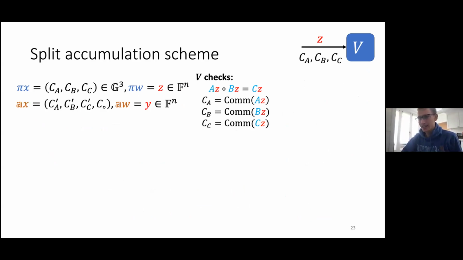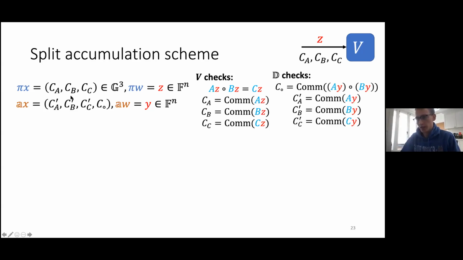So the solution is that in the accumulator, we actually need an additional element. So we'll have our commitments to ZA, ZB, ZC, and then we need this additional commitment to the Hadamard product. Okay, so this is our C circ, or CO. So how does it work now? The verifier still does exactly the same thing, and the decider still checks that CA prime, CB prime, and CC prime are the correct commitments to AY, BY, and CY. But now we have this additional commitment.